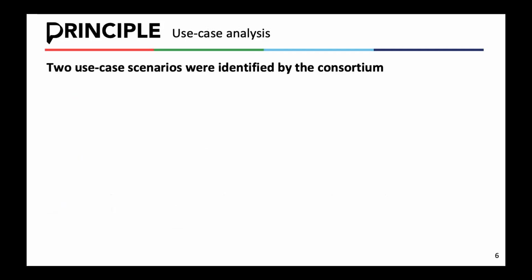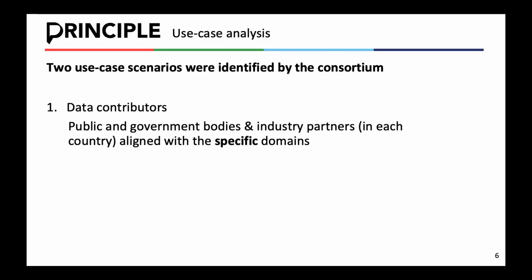Okay, so the use case analysis. There were 2 use case scenarios identified at the start of the project by the 5-member consortium. We had the data contributors. So these were public and government bodies and industry partners. You'll see we have a case in Croatia, who aligned with the specific domains of e-justice and e-procurement. So we targeted specific partners who we knew would have data in these particular domains.